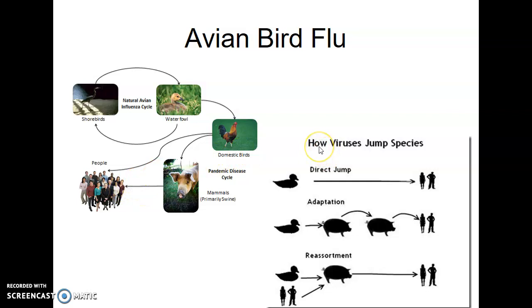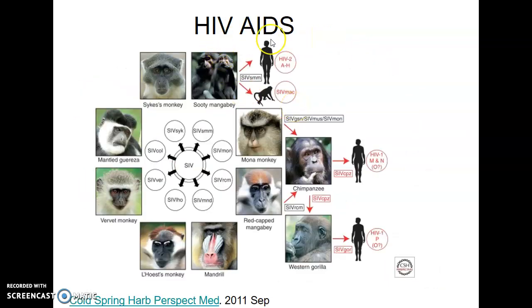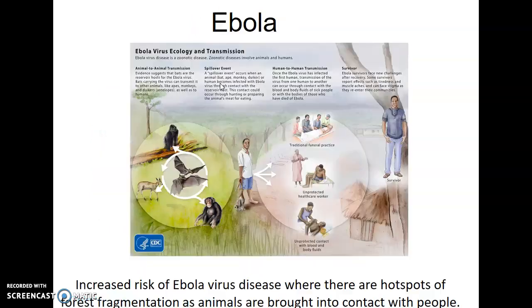And so how viruses will jump species, they can either do a direct jump, they can do an adaptation among species, or they can do reassortment. So a waterfowl could affect a pig, humans can affect pigs, and then pigs can turn around and affect humans. So the avian bird flu was very scary, and it created a lot of havoc. We have HIV and AIDS, which has affected the human population quite a bit, and the origin is from monkeys and apes, and it transmitted to humans.